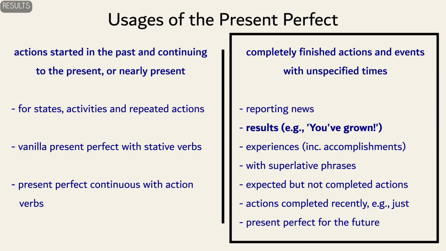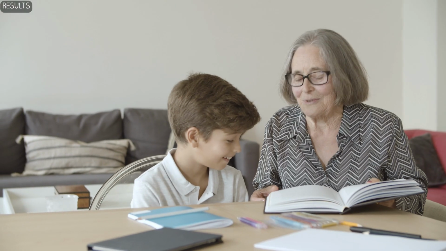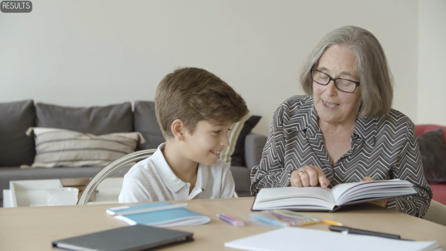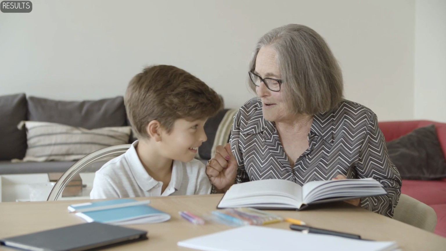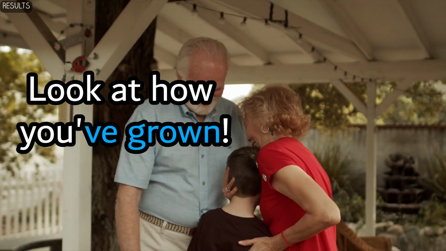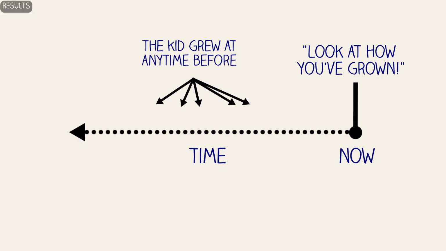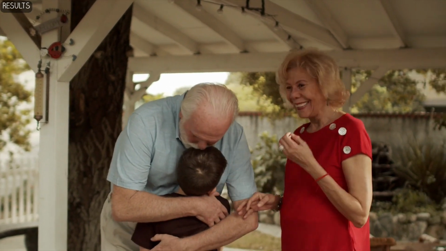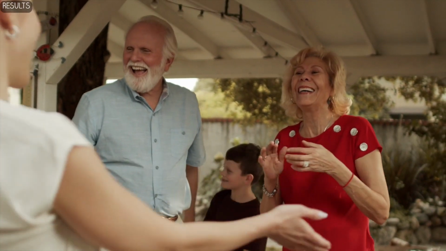Another way the present perfect gets used like this is when we talk about the result of a completed action. Imagine a grandmother seeing her 10-year-old grandson for the first time in a couple of years. She would probably say something like, "Look at how you've grown." So when the boy grew is sometime in the past, but the grandmother uses the present perfect as she can see the result of this action and it has relevance to her in the present moment.